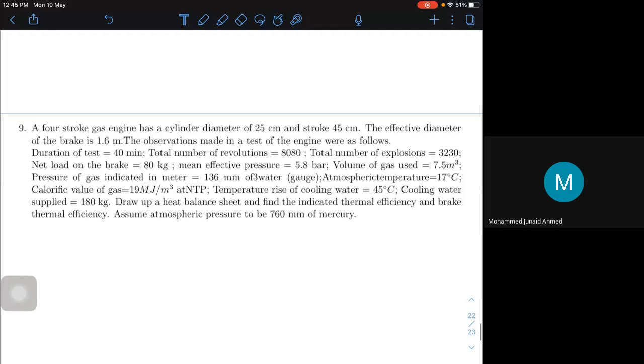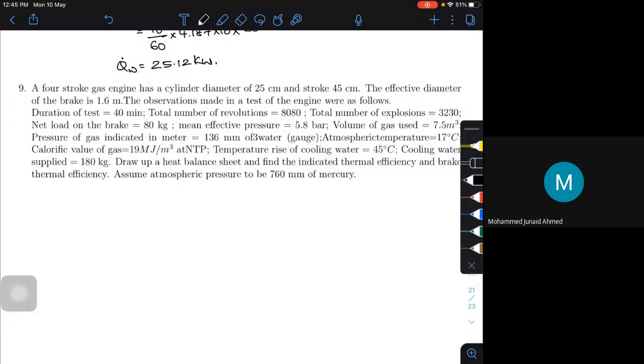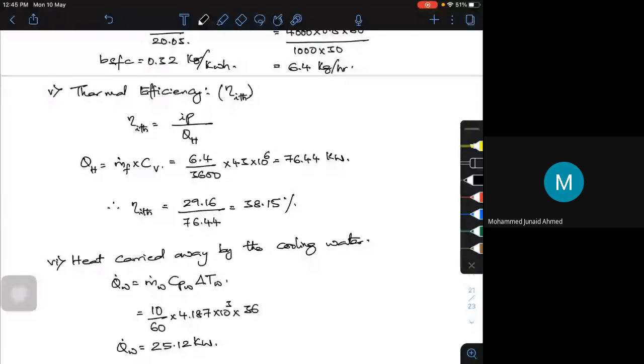Sir, could you just go to the just a minute, sir. Is this clear? Last part. Okay, fine. Okay, fine. You just calculate. You just cross check. Just a minute, sir. Okay, fine. I'll be there. So this is the value. Thermal efficiency is around 38.15%. High heat carried away is around 25.16 kilowatts. Yes, sir. Got it, sir. Thank you, sir. Okay, fine.